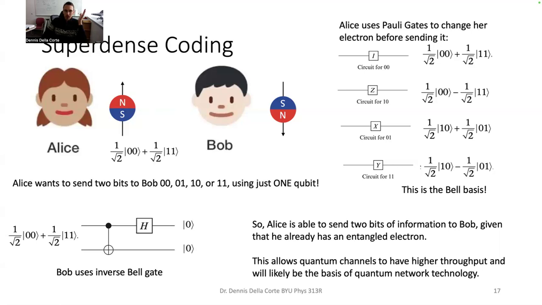So is that great? Is that super dense? Yeah, it's better than having to send 2 bits to communicate 2 bits. You send 1 qubit to communicate 2 bits. So effectively half of the information.